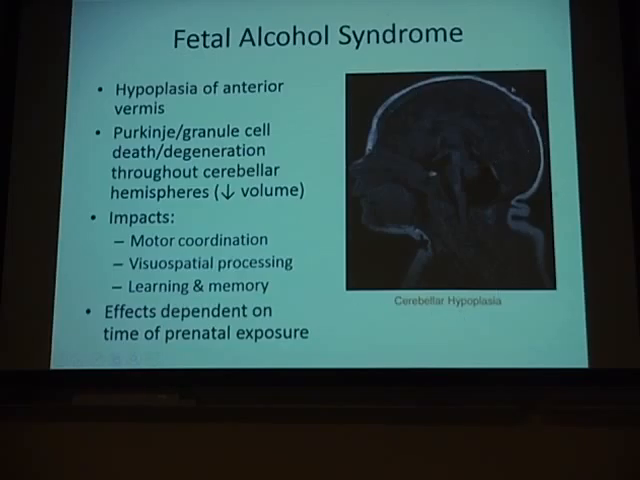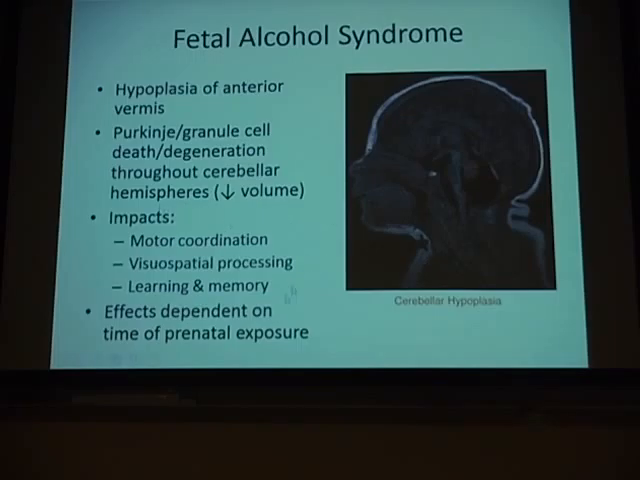So I don't know where I got this picture from. I think it was on a previous slide. This is a really small cerebellum. I don't know that that is truly the level of degeneration that you would expect to see in fetal alcohol syndrome, but it would be an example of a very severe hypoplasia.